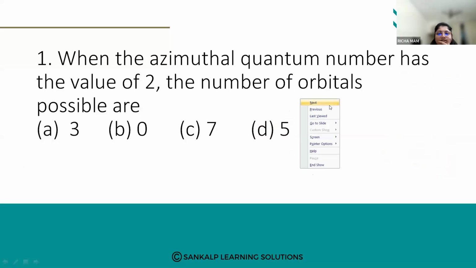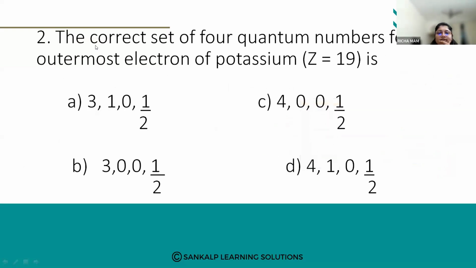Like this, the question is asked. The correct set of 4 quantum numbers for the outermost electron of potassium, whose atomic number is given as 19. These are the 4 different sets of quantum numbers for potassium. Potassium is represented by K, and the atomic number is 19.